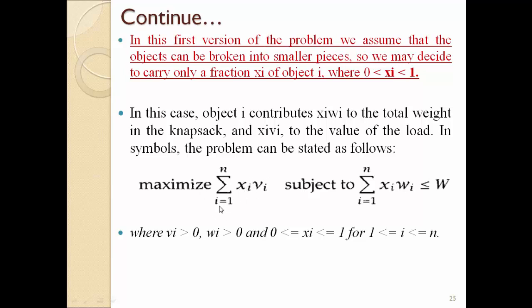So we have to maximize total value subject to the total weight must not be greater than capital W, or we can say it must be less than or equal to capital W. So the total weight of the knapsack must not be more than capital W. It should be less than or equal to capital W, which is the capacity constant of the knapsack.